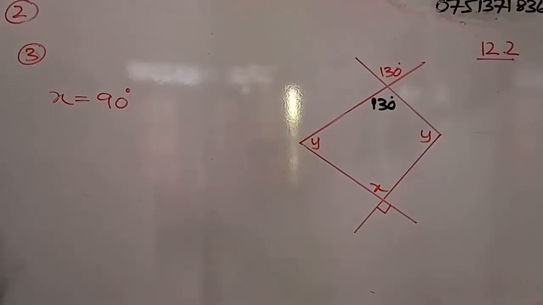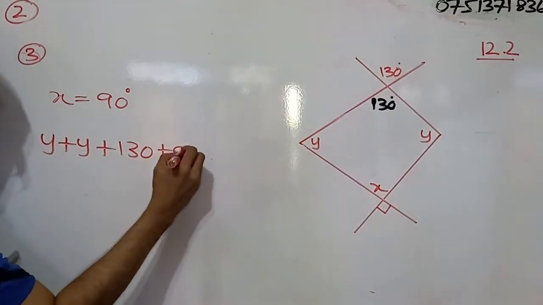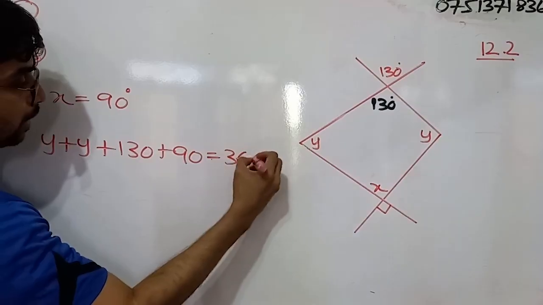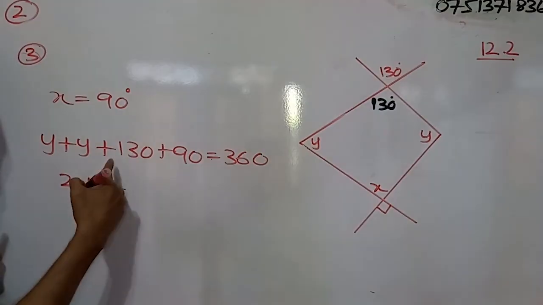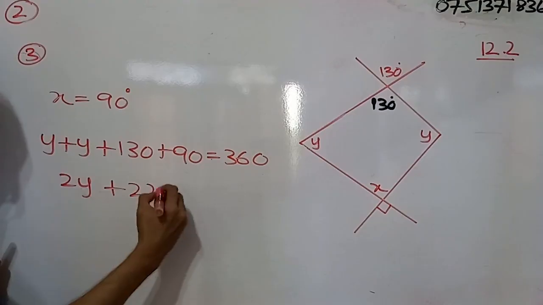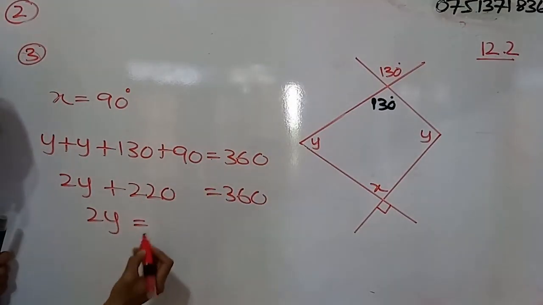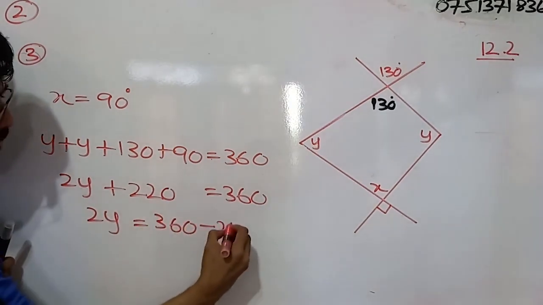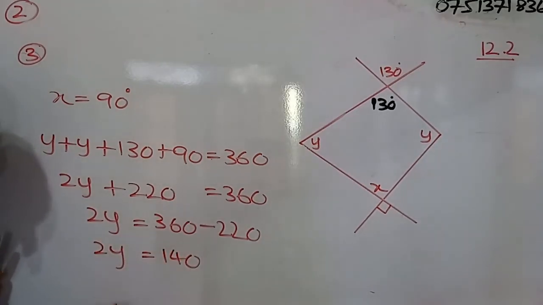So we have to calculate Y. Right? So we can write Y plus Y plus 130 plus 90, that is equal to 360. Right? Y plus Y means what? 2Y plus 130 plus 90 means what? 220. So that is equal to 360. So 2Y, that is equal to what? 360 minus 220. Right? So when we subtract this, we get 2Y, that is equal to 140.